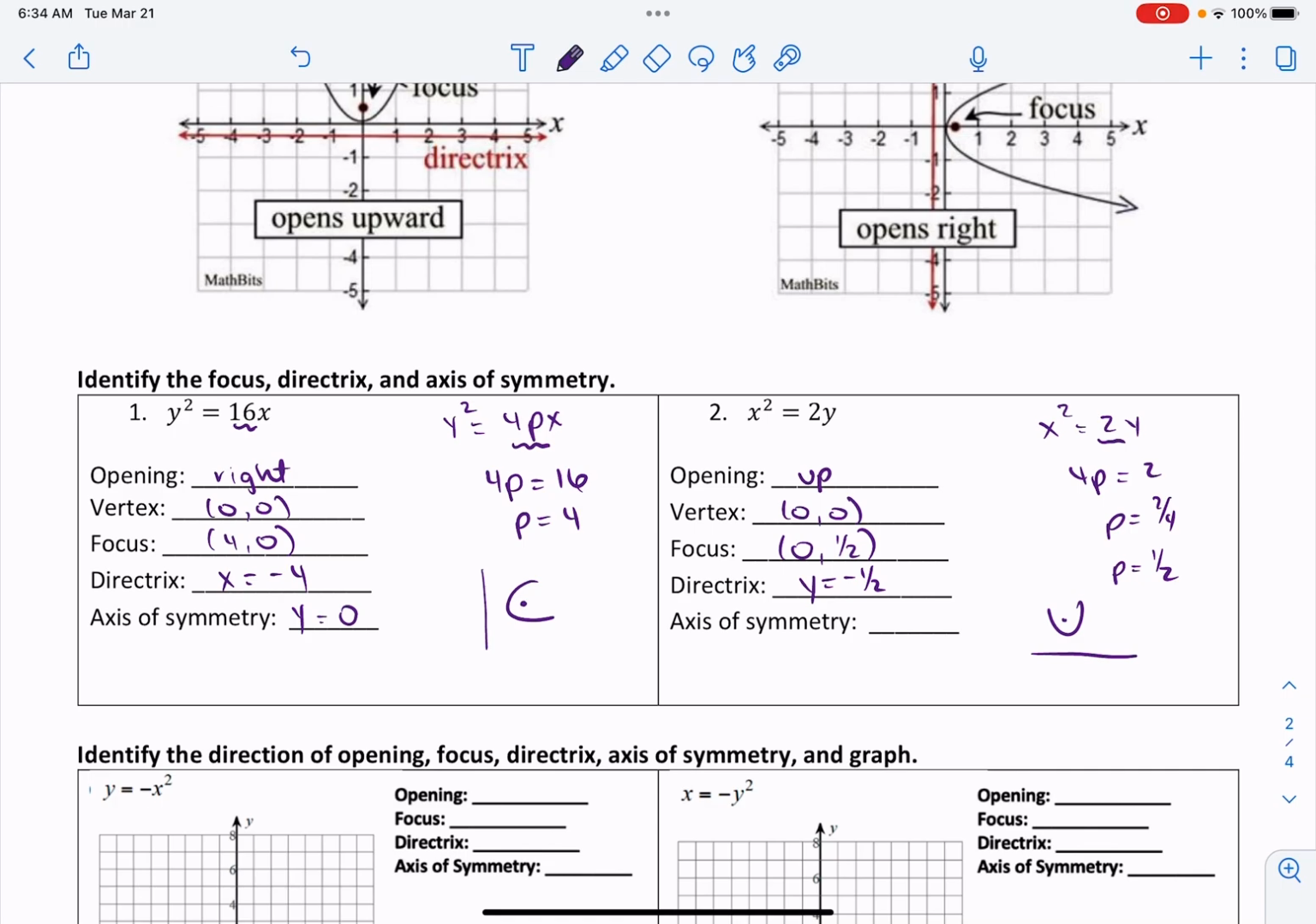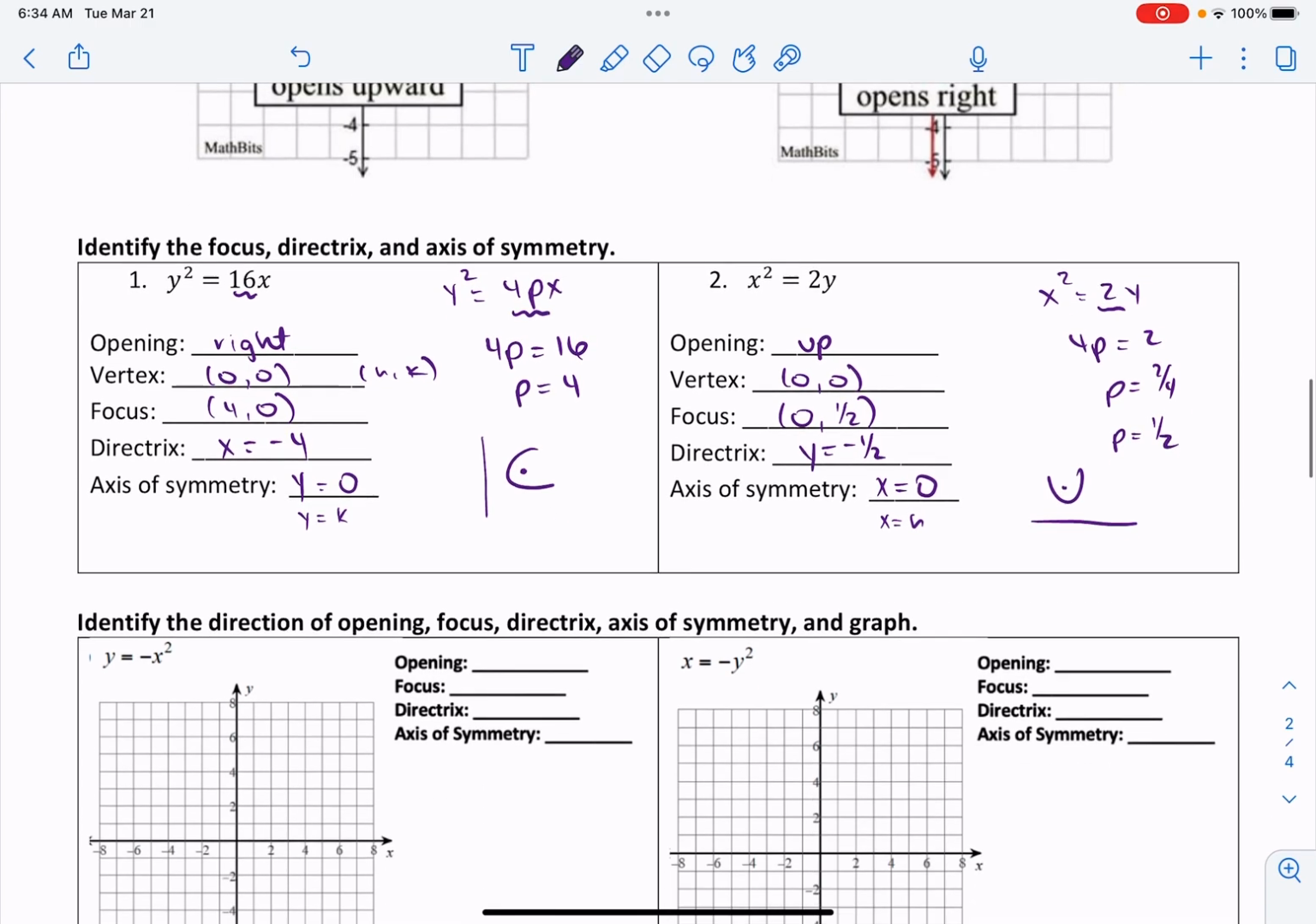Now, the axis of symmetry has to be a vertical line. So this time it's going to be at x is equal to the vertex here, which would be at 0. So that would be here. So the axis of symmetry for this one is at x is equal to 0, while this one is at y is equal to k of your vertex. Your vertex, remember, here is h, k on this side.